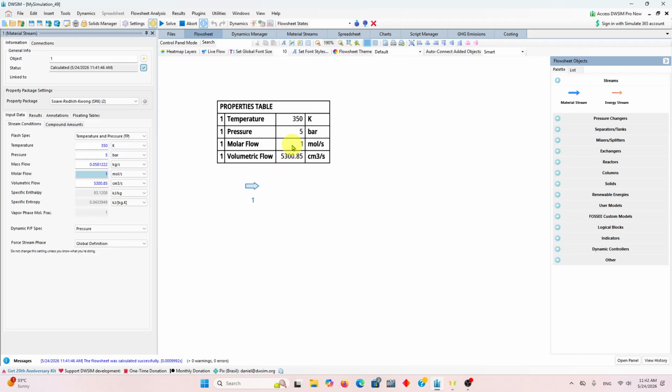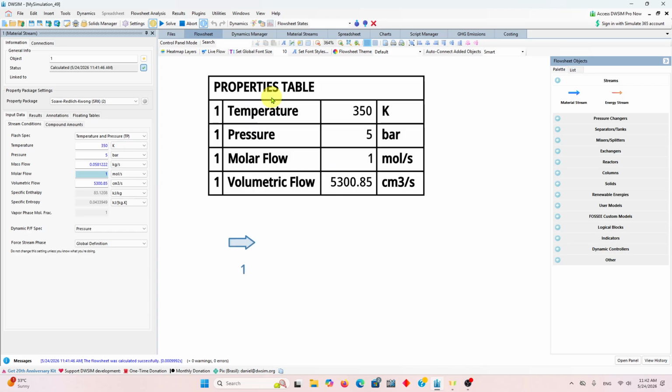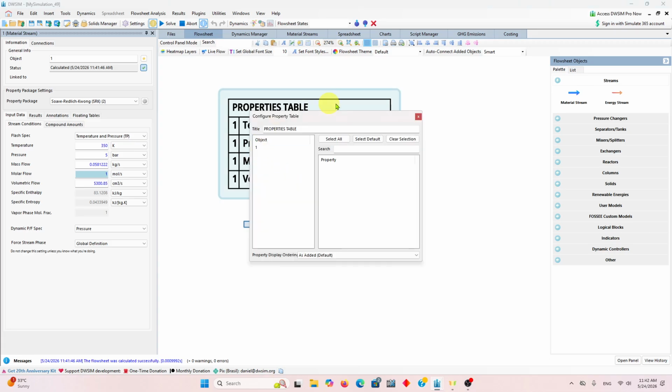Now, if you divide the volumetric flow rate by the molar flow rate, you are going to get the molar volume of n-Butane at these present conditions, which is 5300.85 centimeter cube per mole. Okay, first of all we need to check whether at this temperature and pressure n-Butane exists as a vapor or a liquid. To do that, let us input other parameters like molar fraction. Type in the molar fraction of the vapor, simple click.